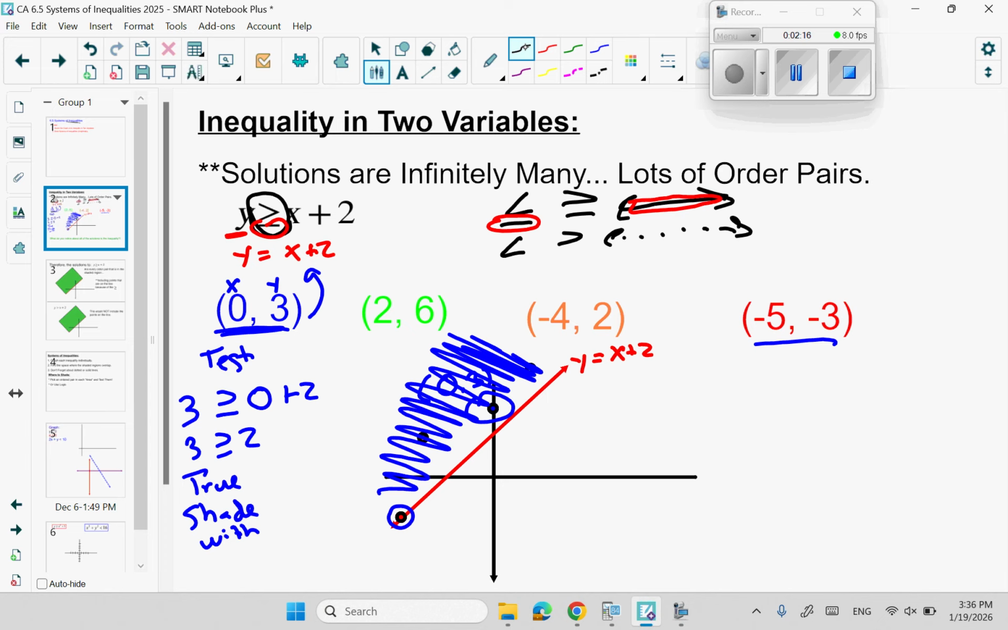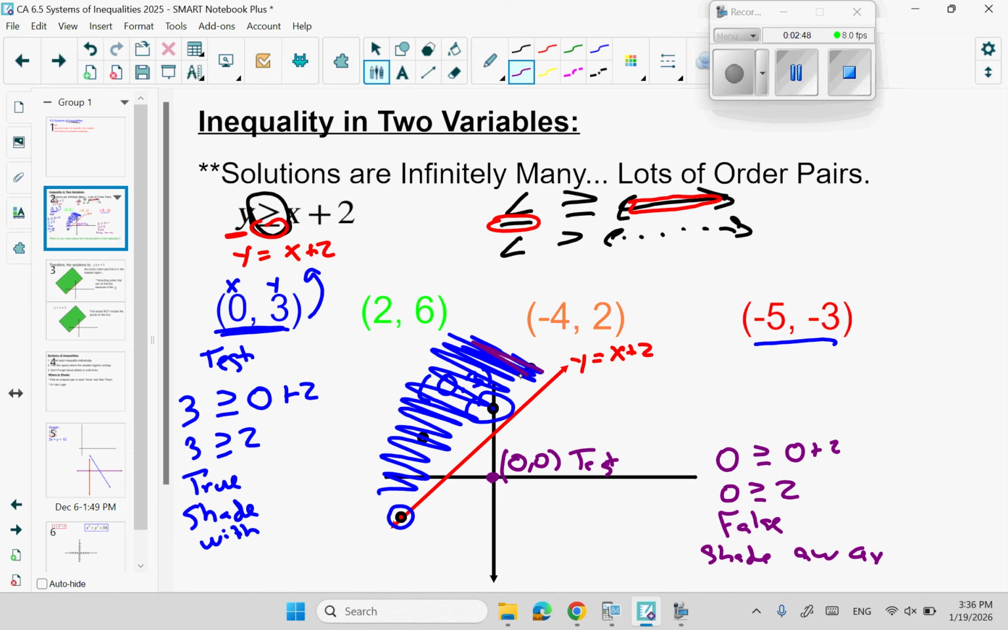Let's say I picked a different one, such as 0, 0. 0, 0 is often a really good coordinate to use. So, let's say I'm going to test that. So I get 0 greater than or equal to 0 plus 2. So 0 plus 2 is 2, so I get 0 is greater than or equal to 2, which is false. So I would shade away from this coordinate. This coordinate is down and to the right, so I wouldn't shade where the coordinate is. I would shade everywhere else, so up and to the left.